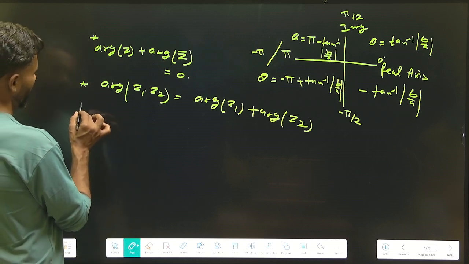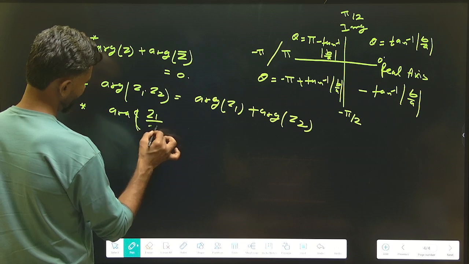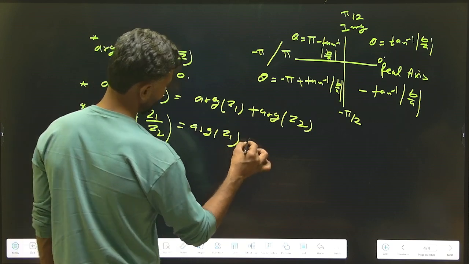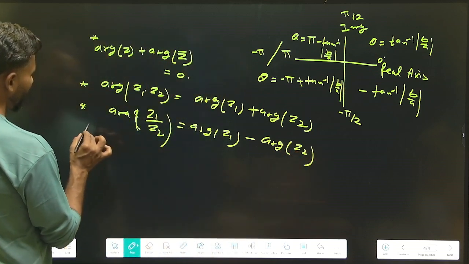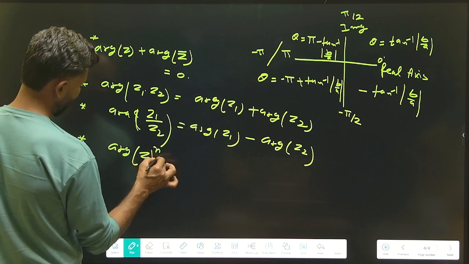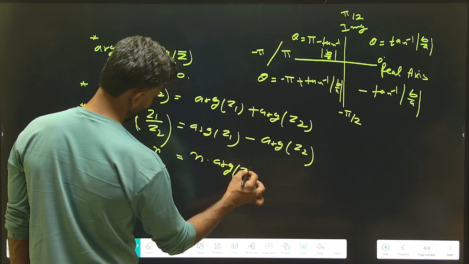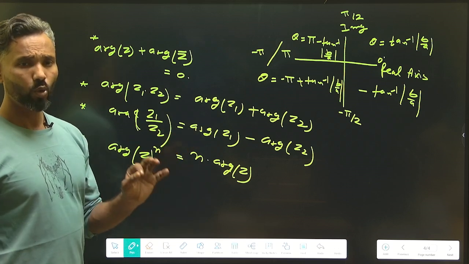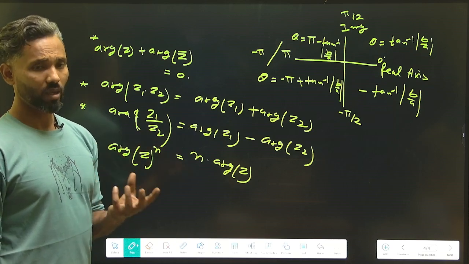In the same way, if you are asked to calculate the argument of z1 upon z2, it will be equal to the argument of z1 minus the argument of z2. And if you have to calculate the argument of z to the power n, it will become n into the argument of z. So these are quite basic, simple rules you have to keep in your mind to do the questions, saving time in the examination.